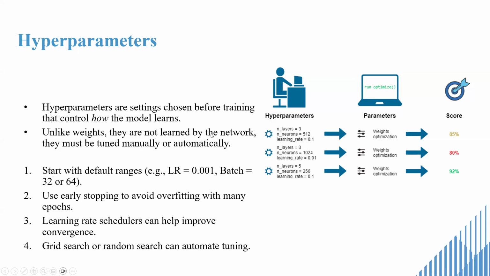Unlike weights, they are not learned by the network. They must be tuned manually or automatically. Manually is by yourself. By default, the learning rate, LR, is 0.01. If you don't want 0.01, you can say it should be a different learning rate. And batch size should be 32 or 64, but you may try to change it to maybe 128 or something. Use early stopping to avoid overfitting with many epochs. Learning rate schedulers can help improve convergence.